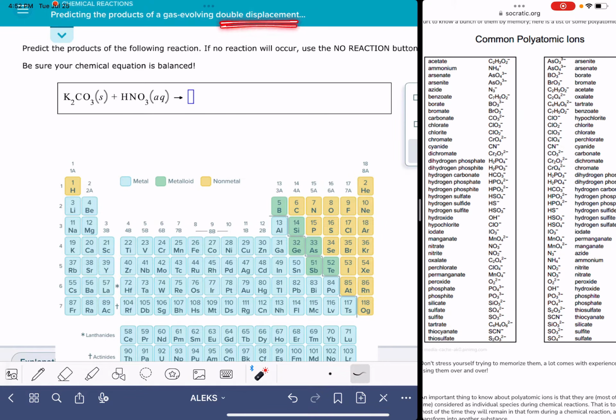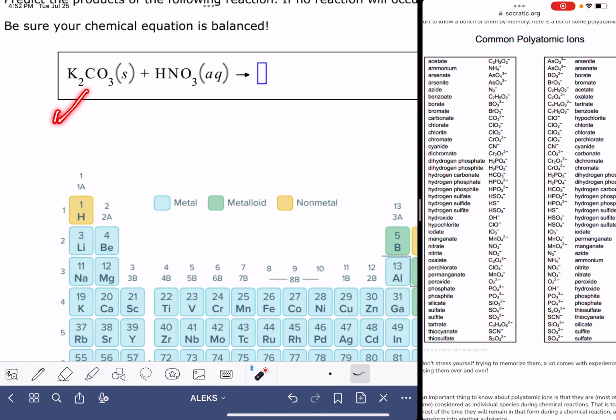Now, in a double displacement reaction, the cations of the two reactants trade places with each other. So the first thing that we should do in the process of trying to predict the products of this reaction, for each one of these reactants, is figure out what the formula of the cation and anion is. So basically we're going to split these reactants up into their respective cations and anions.